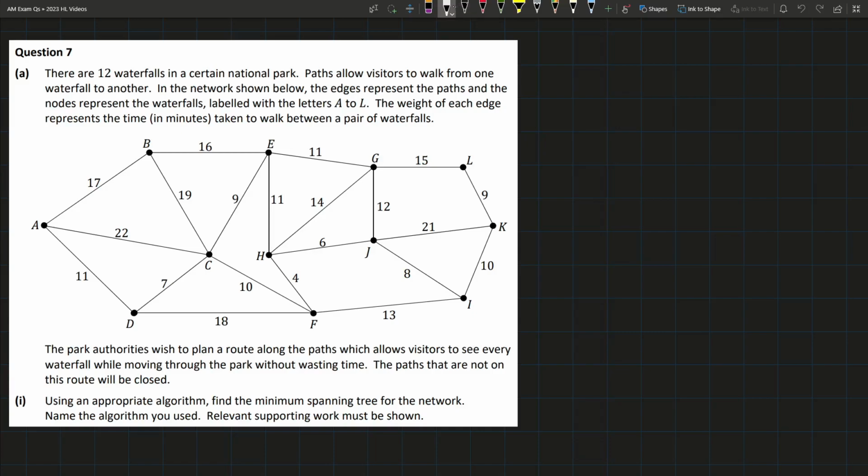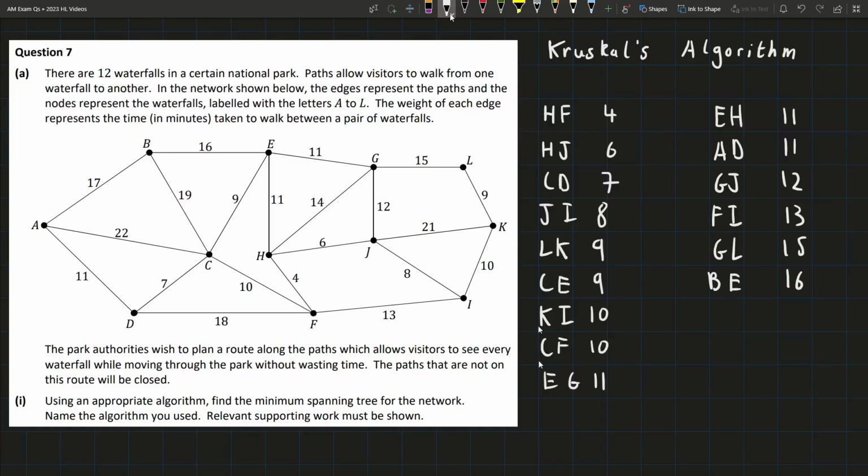So you can use whatever algorithm you want. I'm going to use Kruskal's, just because it's the one I prefer, and I think it's easier to show the workings out. So we're going to write down each edge and its weight from smallest to biggest. So I've written down all the edges from smallest to biggest, and now we're going to go through each one, and we're going to add it to this minimum spanning tree, and if it makes a cycle, we're going to skip it. So starting off with the HF, which is 4, I'm going to draw on the diagram just so we can see what's happening.